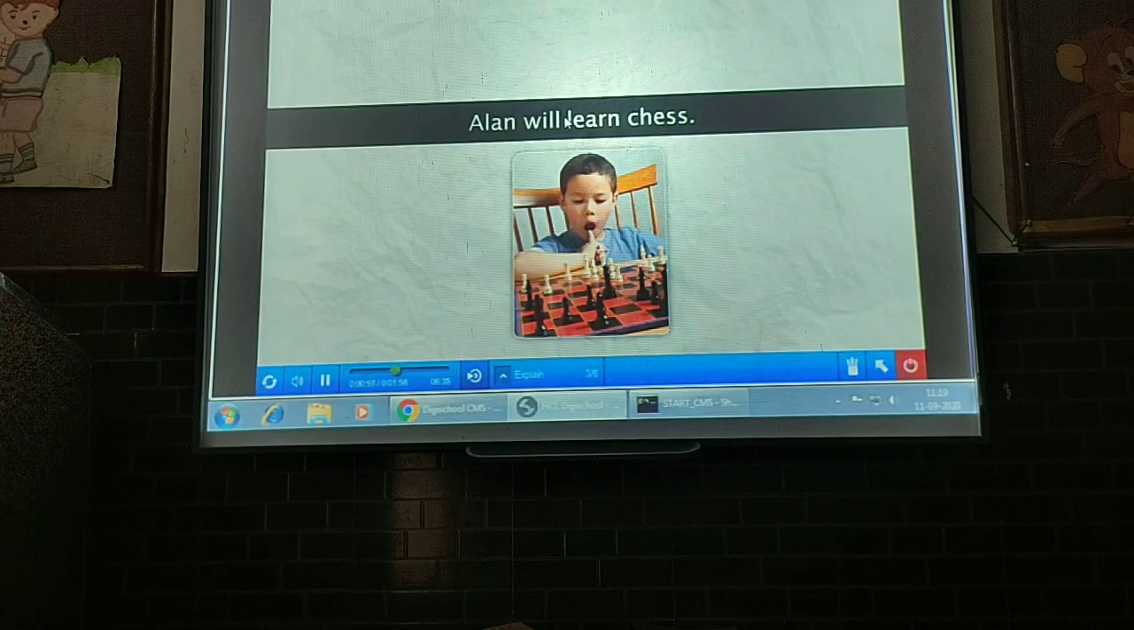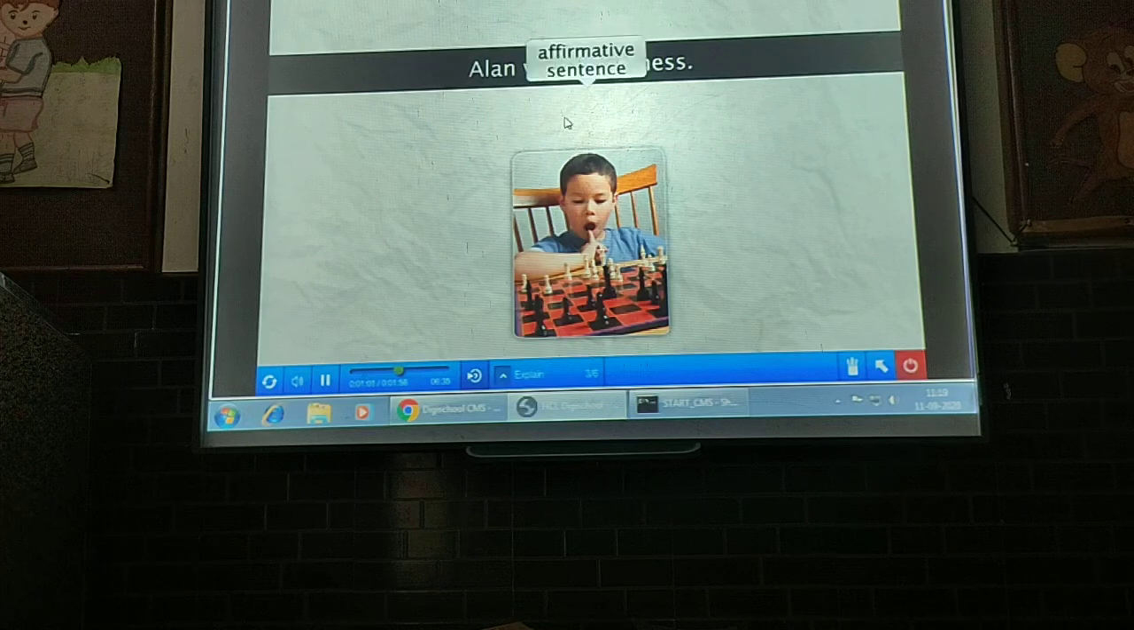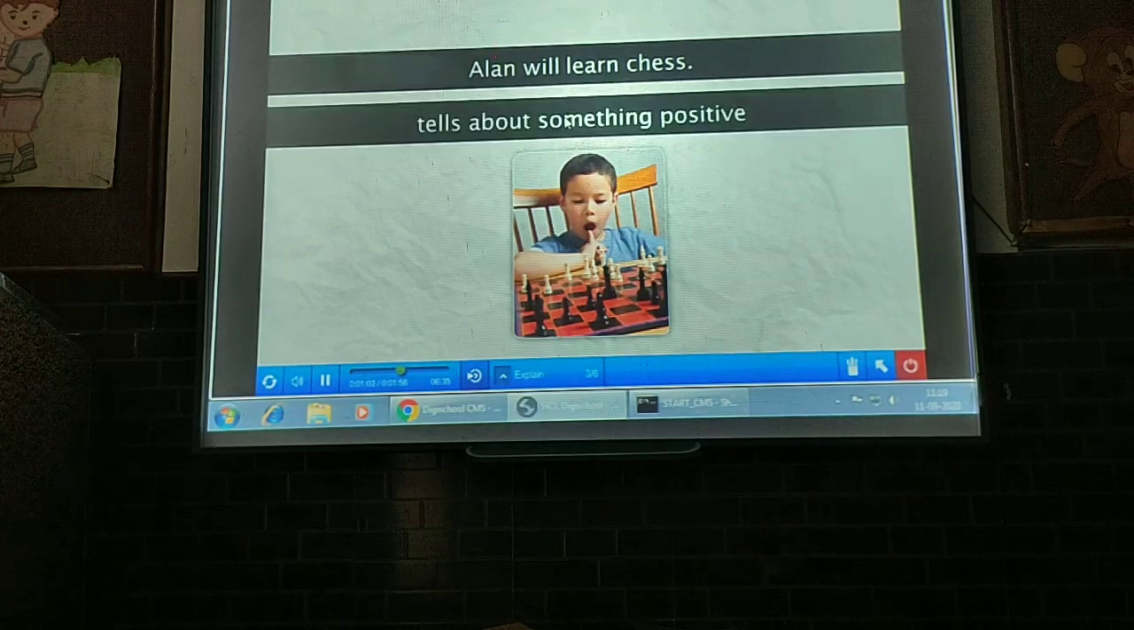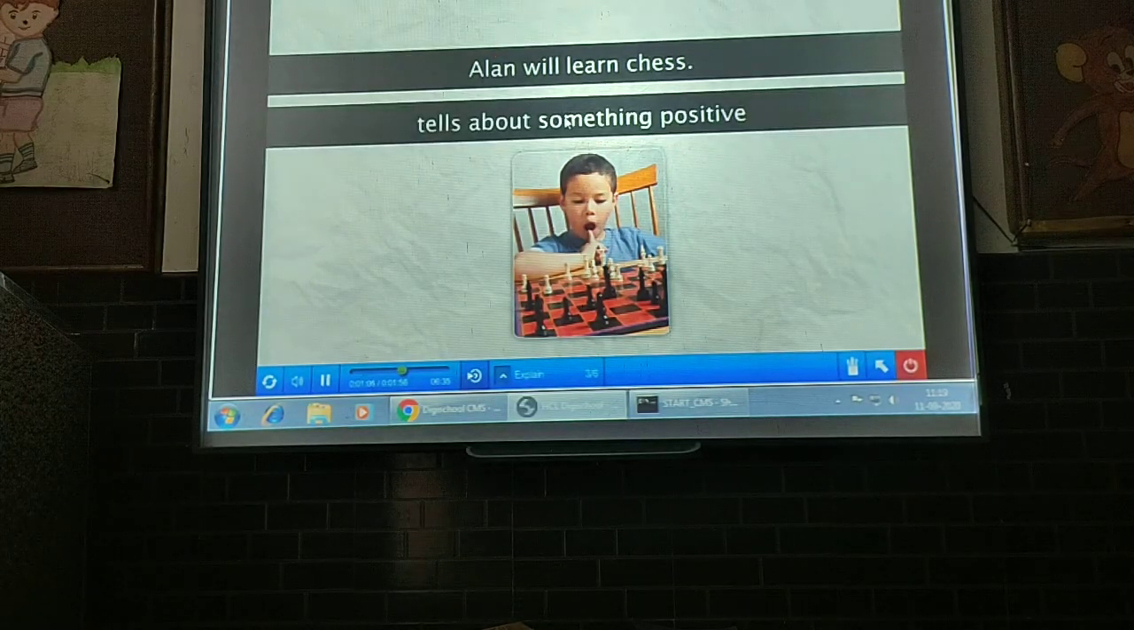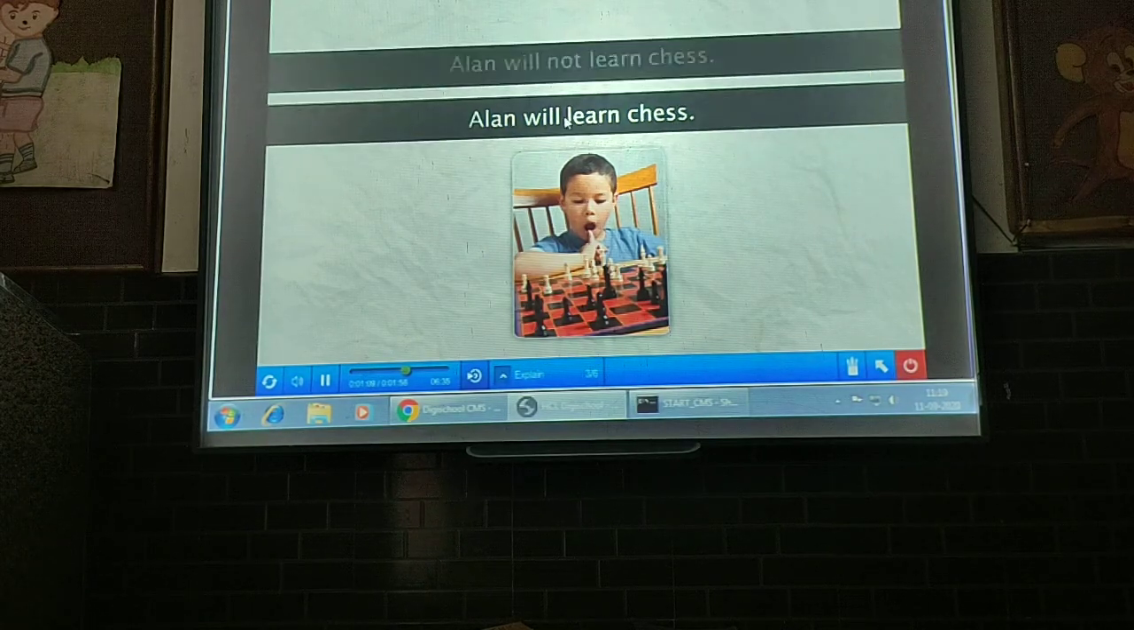Now read this sentence. Alan will learn chess. This is an affirmative sentence about something positive. That Alan will learn how to play chess. Now, if you change the sentence from an affirmative to a negative sentence, it becomes Alan will not learn chess.